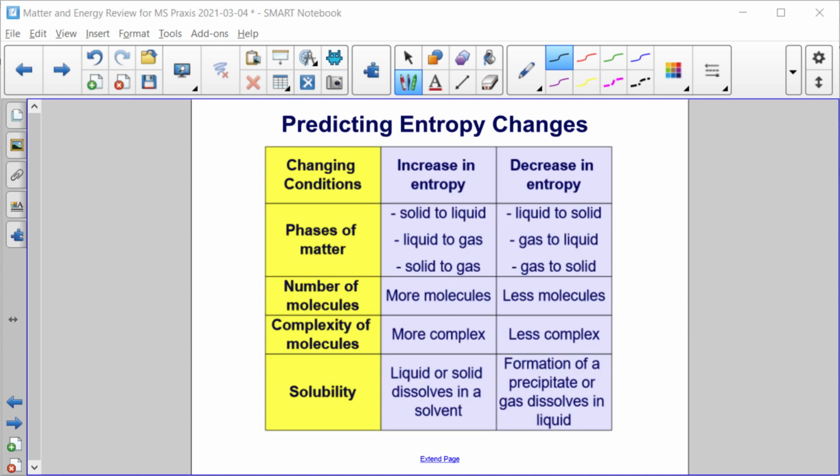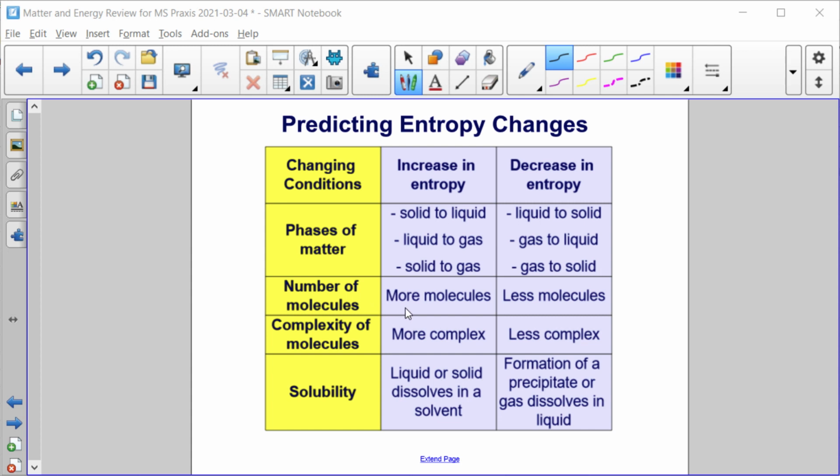All right, let's predict entropy changes and say whether it would result in an increase in entropy or a decrease in entropy. So, beginning with the example that I talked about before with phases of matter. Going from a solid to a liquid to a gas, or from a solid straight to a gas would result in an increase in entropy because the atoms are becoming more disordered. That means that the reverse, going from liquid to solid, gas to liquid, or gas to solid, would result in a decrease in entropy.